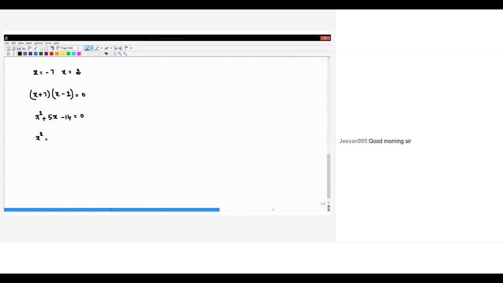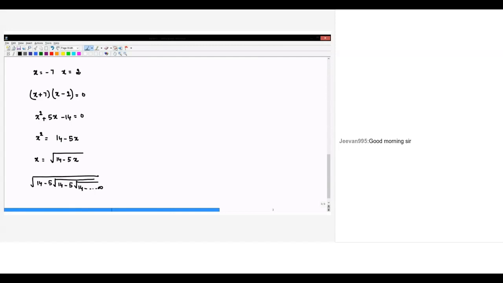You know that x square is equal to 14 minus 5x. I also know that x is equal to under root of 14 minus 5x. Therefore, they'll give you: what is the value of under root of 14 minus 5 into under root of again 14 minus 5 into under root of again 14 minus, and so on. It goes on like this.